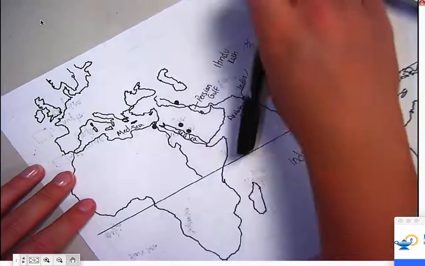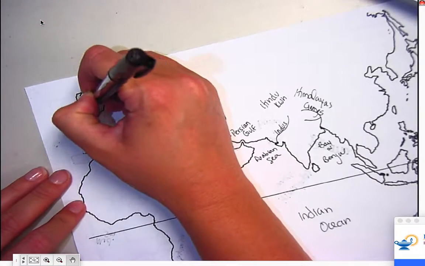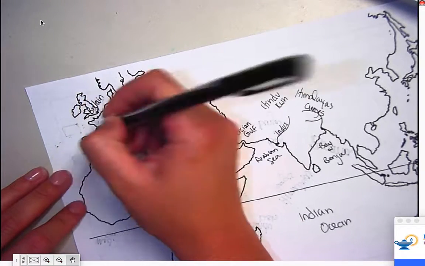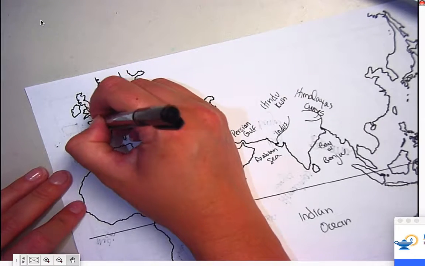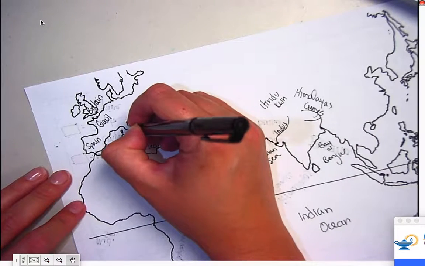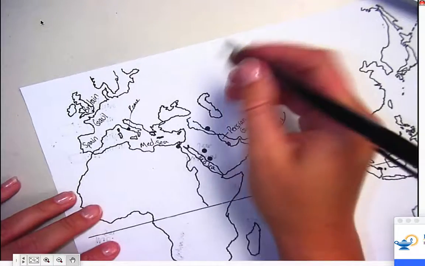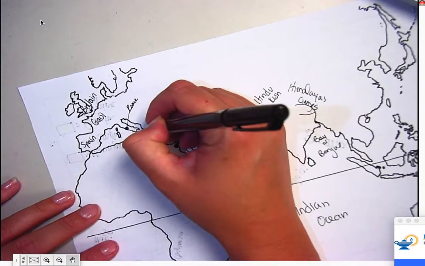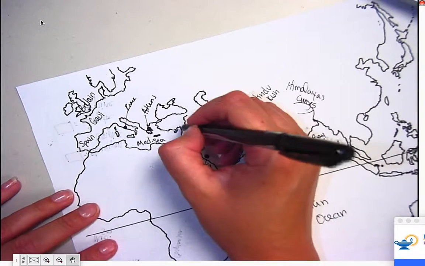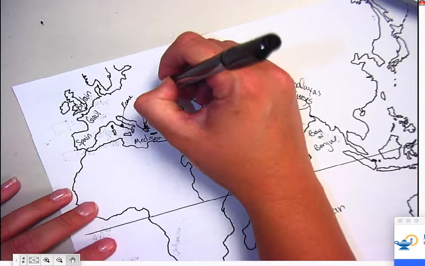Alright. We're going to label Britain, Spain, Gaul. What is Gaul? France. Okay, we're going to draw a little dot and label that Rome. I'm going to draw a dot over here and label that Athens. I'm going to label this right here Constantinople.